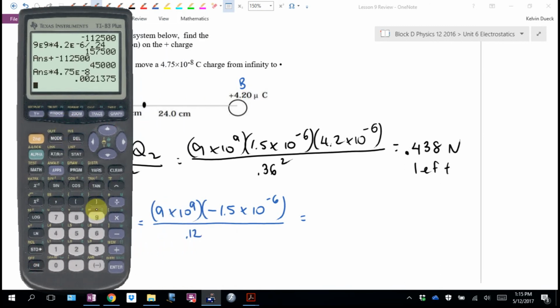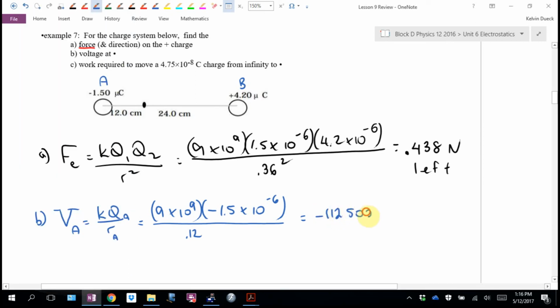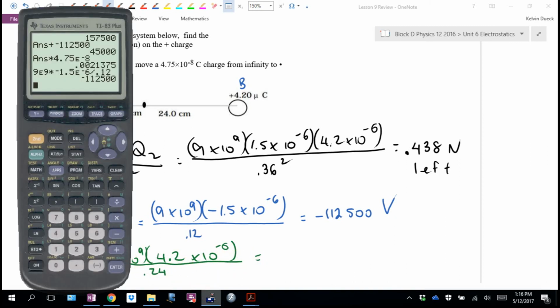It's going to be negative. It's okay. You get negative 112,500? And this is not my final answer, so I'm not going to round off or anything yet. Direction is none. Going to do the same thing. Find the voltage from charge B. That's going to be 9 times 10 to the 9th. Charge B, 4.2 times 10 to the negative 6, all over 0.24. I get positive 157,500?